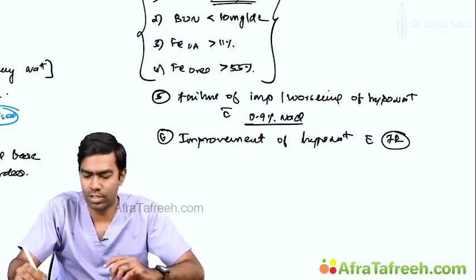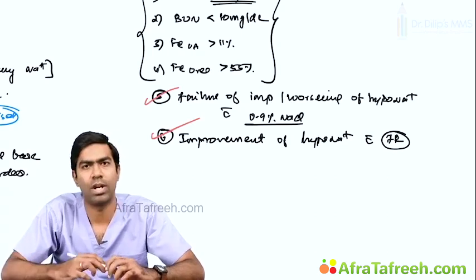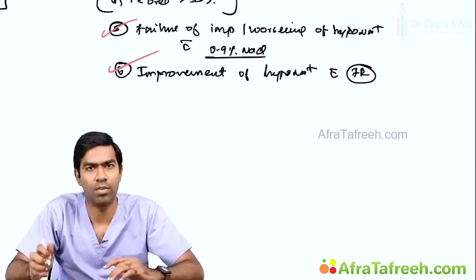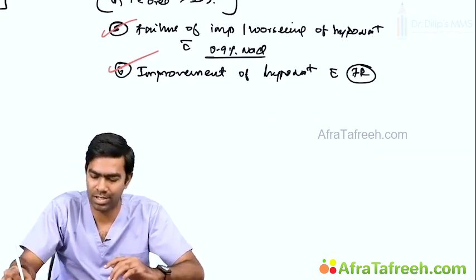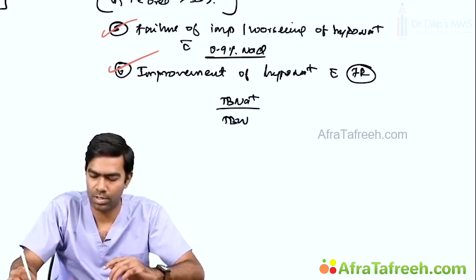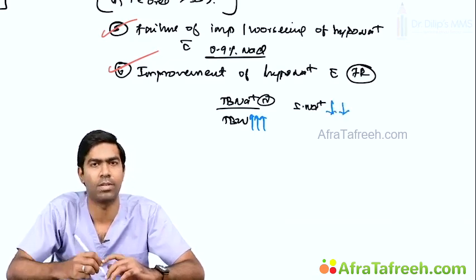So these two are very, very important to be understood, and this has to be explained. Why is there improvement of hyponatremia with fluid restriction? Because you can see very simple logic here: total body sodium divided by total body water. Here the problem is excess total body water compared to that of the sodium, which is normal. So that is the reason why serum sodium is decreasing and you're developing hyponatremia.